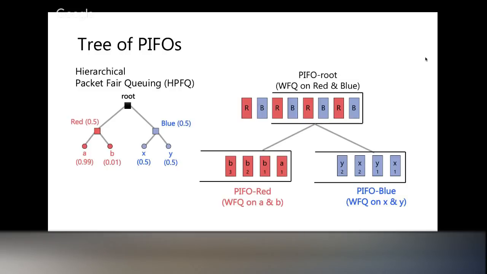On the DQ side, you first start dequeuing from the root PIFO, and that pulls out B. Now, B is not yet a packet, but it's a pointer to another PIFO. So you chase that pointer, go to PIFO blue, pull out X1, and then transmit that. So the DQ process now involves traversing a chain of these pointers before you can DQ a packet.